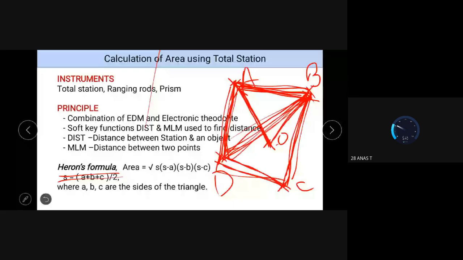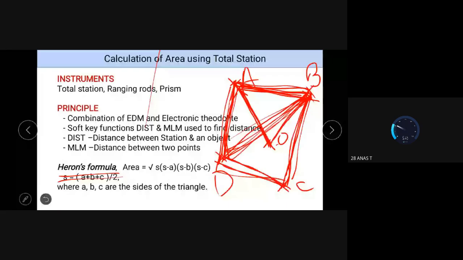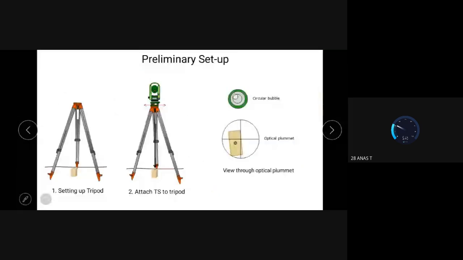You have to view the point C, and first you have to press the button DIST so that we get OC, and then you have to press the button MLM so that we get the distance BC. So this is repeated, and we will be getting the distances. So it is a preliminary setup.